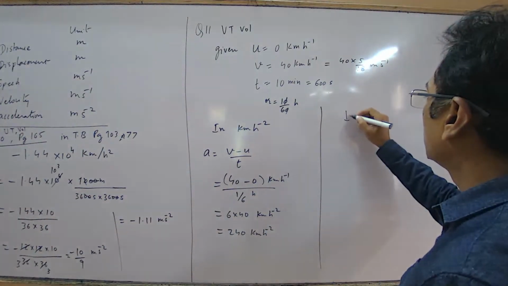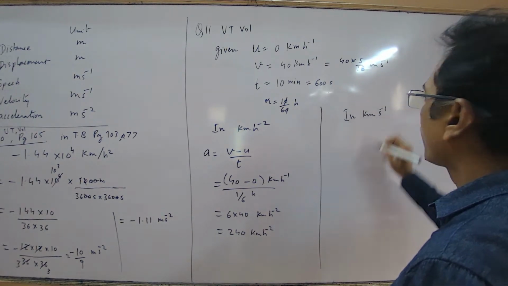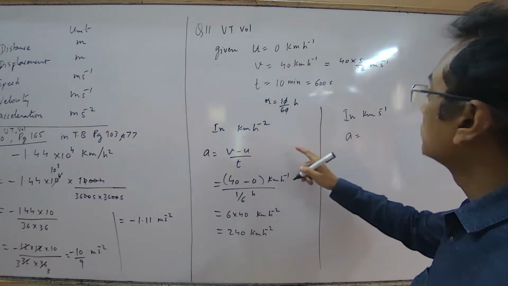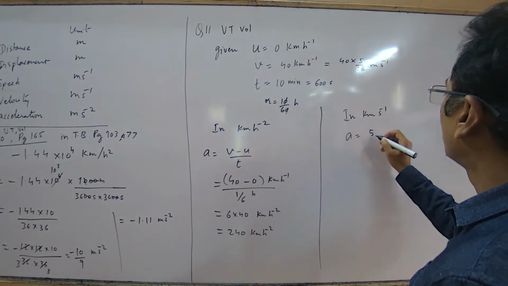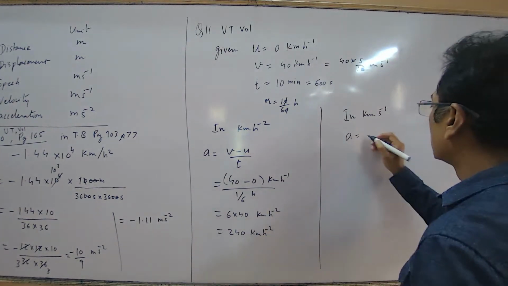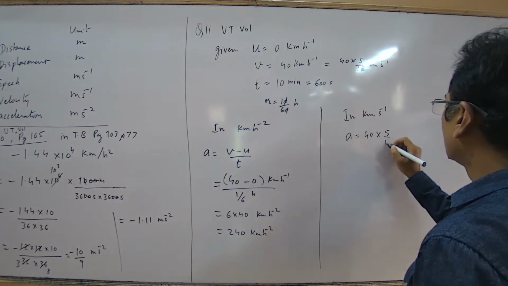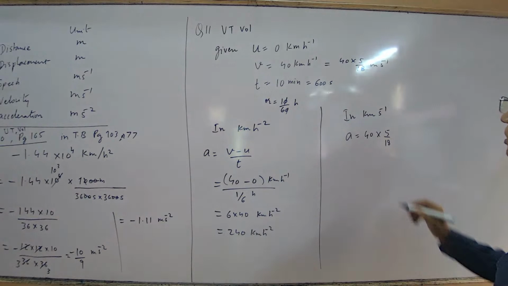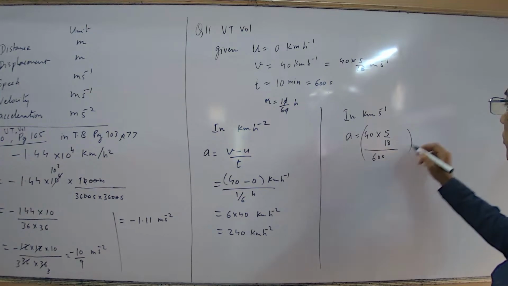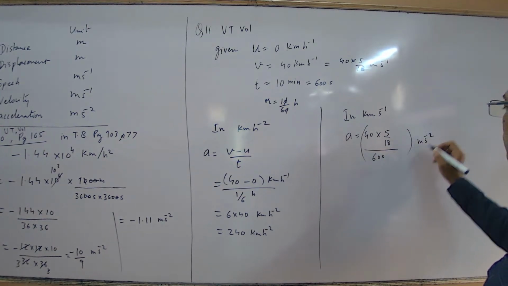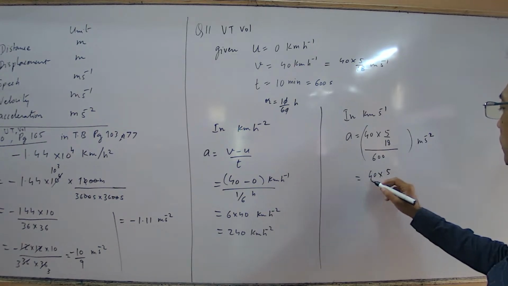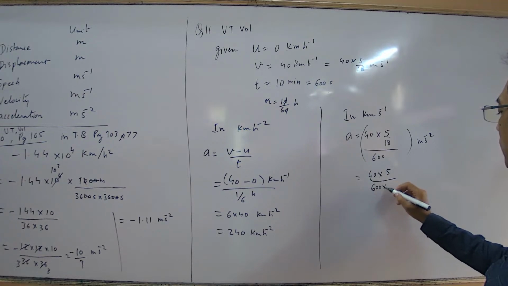And in meter per second square, a is equal to, what is v now? 40 into 5 by 18, divided by 600. This whole thing will be in meter per second square. So how much is this? 40 into 5 divided by 600 into 18. Now solve this.